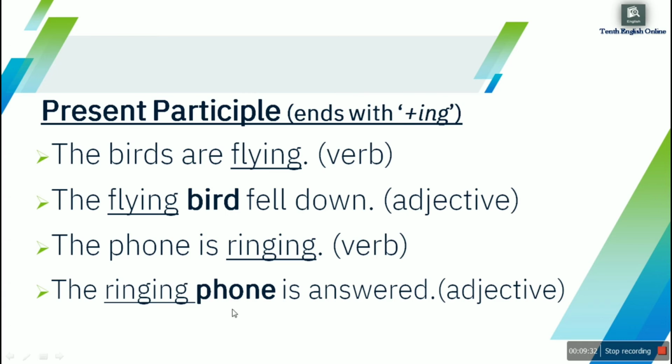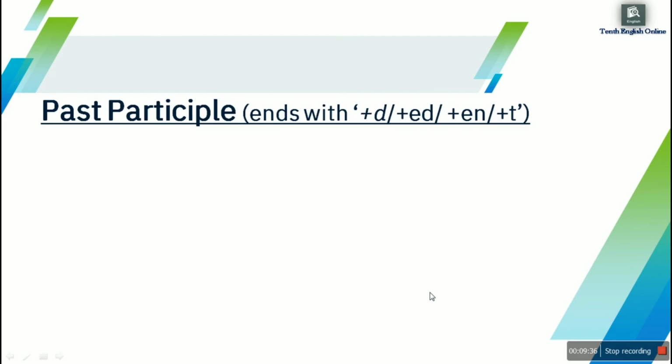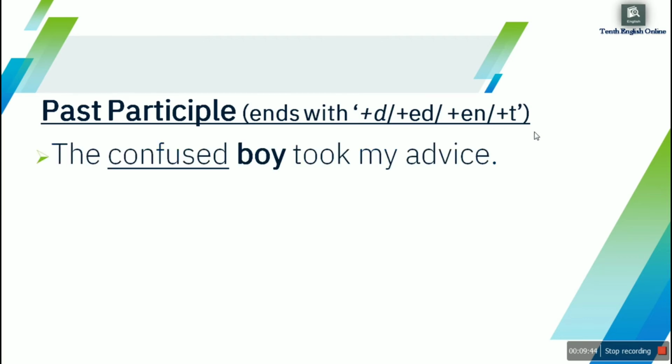Clear? Next come to past participle. They all end with either plus t or plus ed or plus en plus t. The confused boy took my advice. See again, all the past participles, they are placed before the nouns only. Remember, before nouns in the sentence. Clear? So boy is a noun here. Before this, confused, ending with what is that? D. Okay. Next example. I want some folded papers.